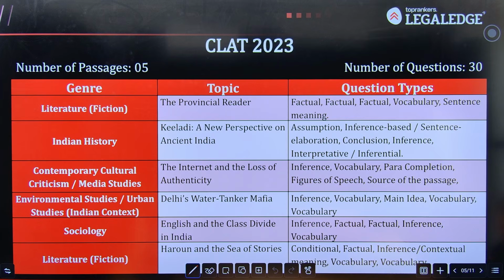Now, the last one, which was around literature, fiction, Haroun and the City of Stories. So there were conditionals, a question around condition, if situation, hypothetical situation. Then there was a factual question. Then we got one inference and contextual meaning of the sentence based question, and two vocabulary based questions.